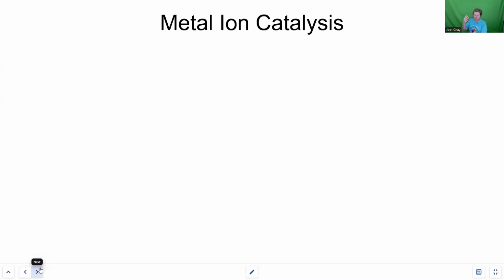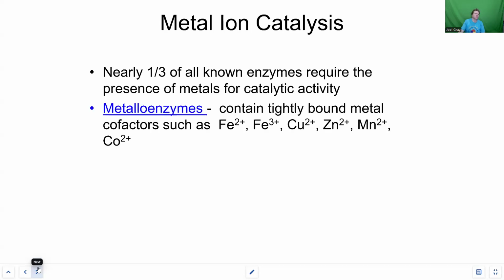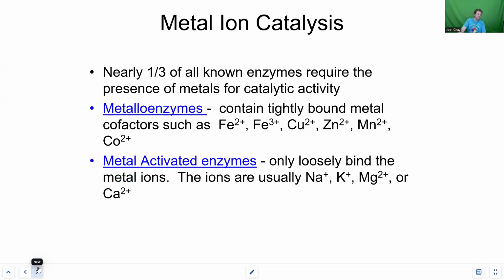Now, our third type of mechanism. We've talked about acid-base catalysis and covalent catalysis. Now we're on to metal ion catalysis. Nearly 1/3 of all known enzymes require the presence of metals for catalytic activity. Metalloenzymes bind their metals super tightly. Metal-bound cofactors include iron, divalent or trivalent, copper, zinc, manganese, or cobalt.